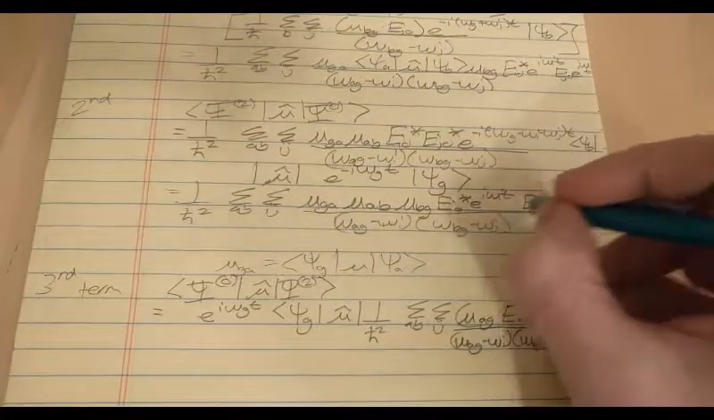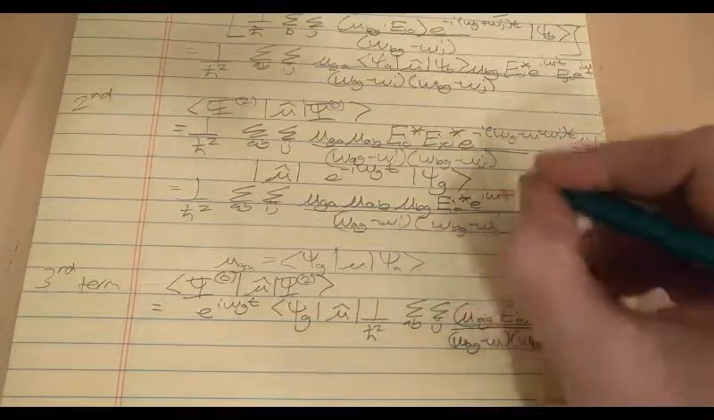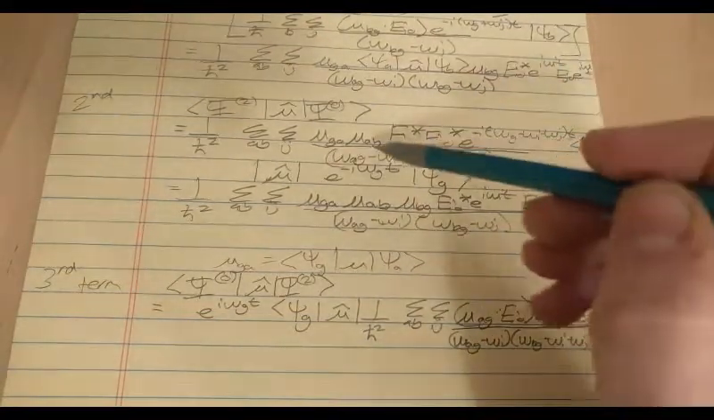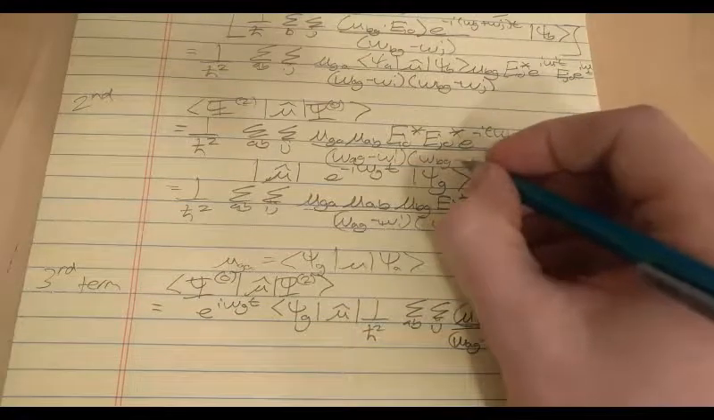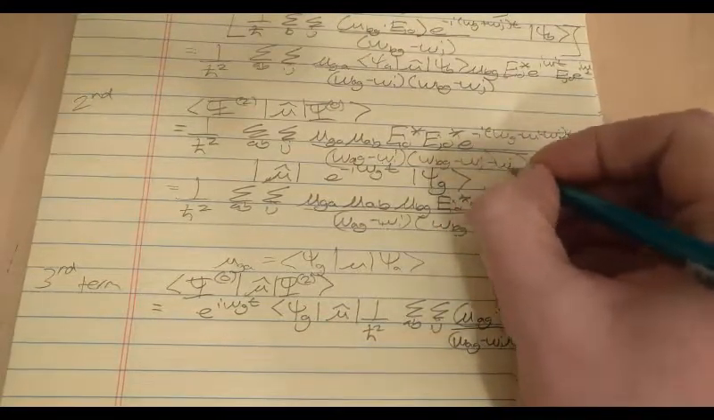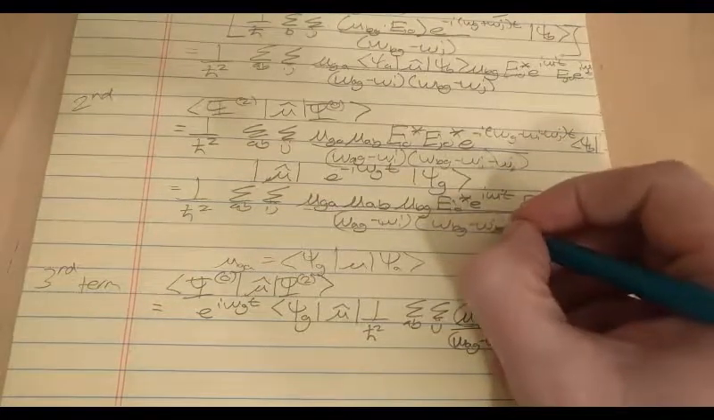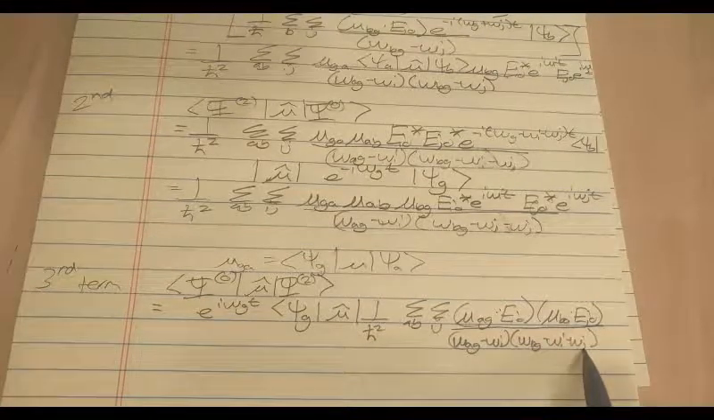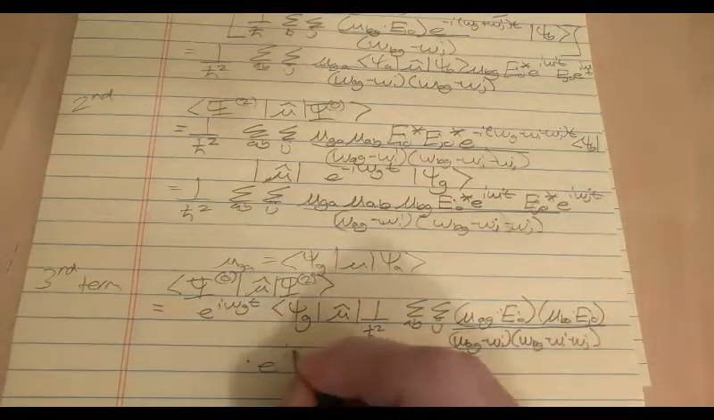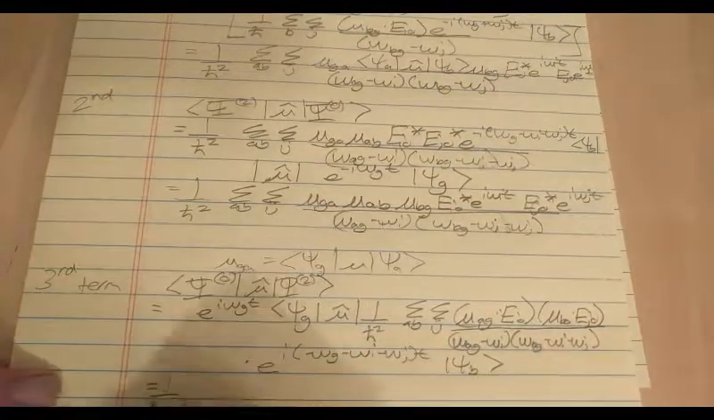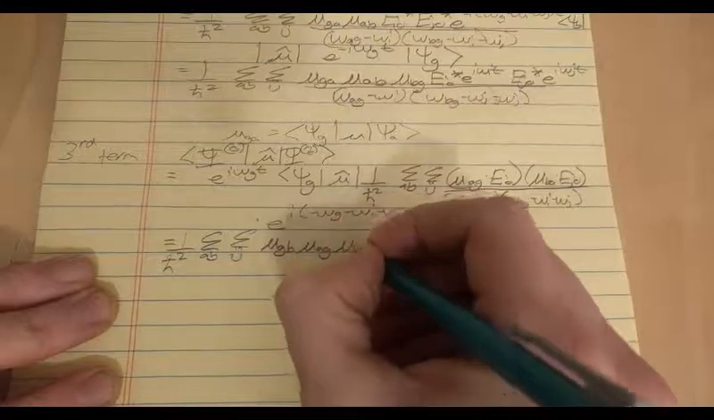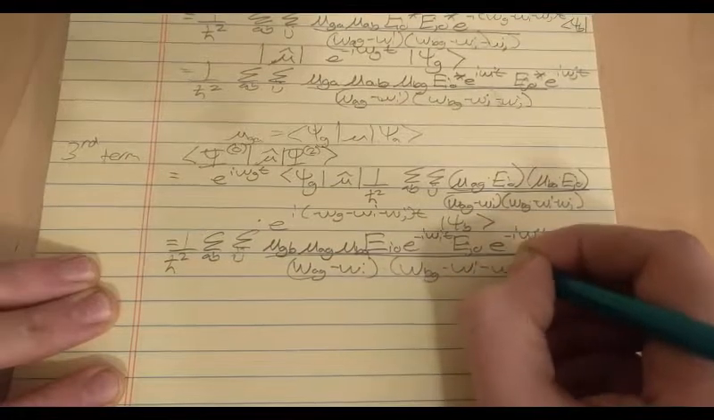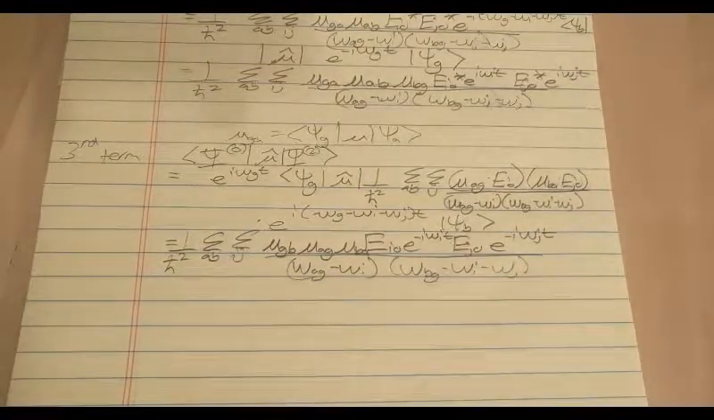Oh, I just realized I made a mistake up here in the second term with the denominator. So the second term here should be minus omega I minus omega j. Minus omega I minus omega j. Okay, there we go. There's a final form for the third term.